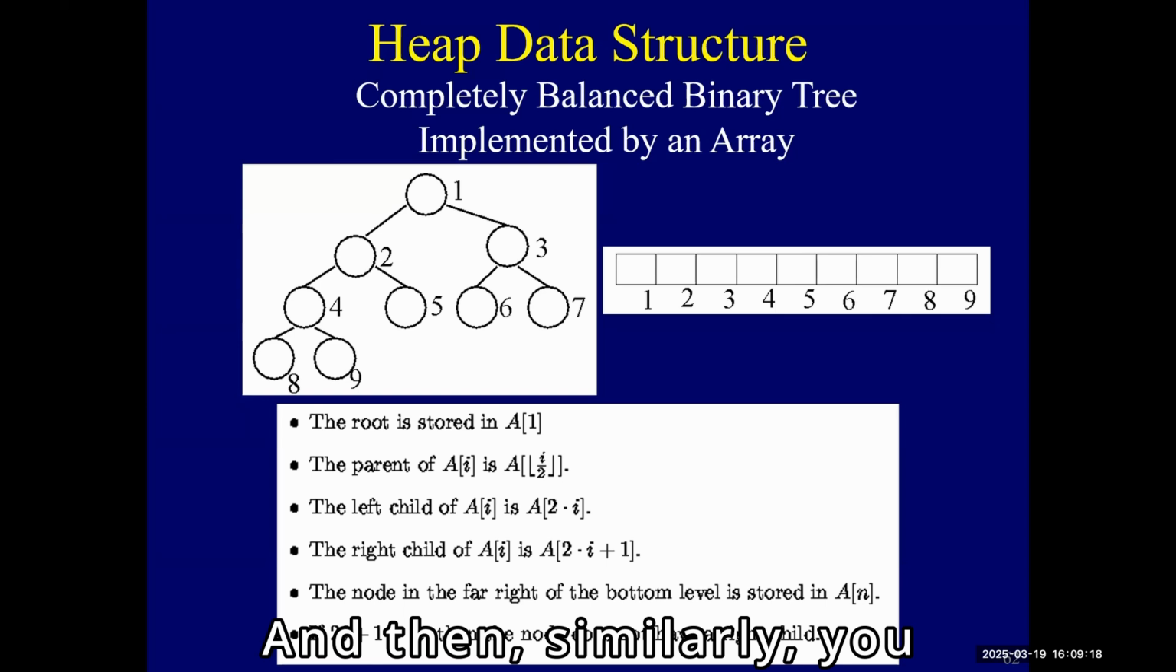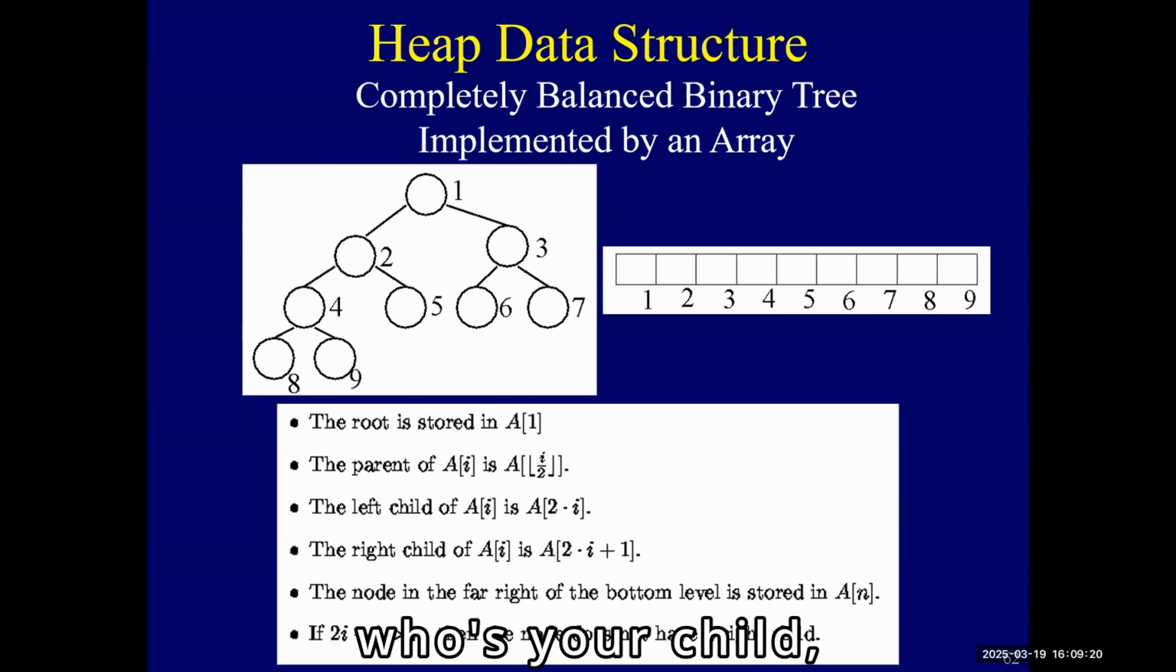And then similarly, you could say for any node, who's your parent, right? You divide by 2 and round down, right? So 5 divided by 2 is 2, and it's my parent, right? And then the last number stored is stored at n, right?